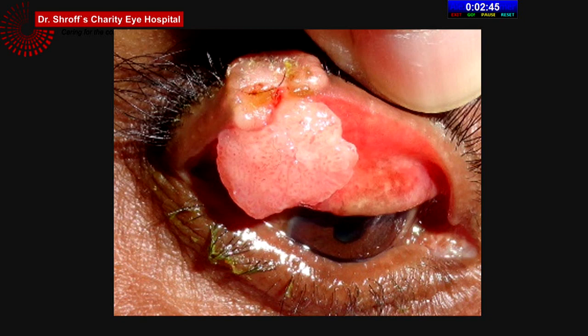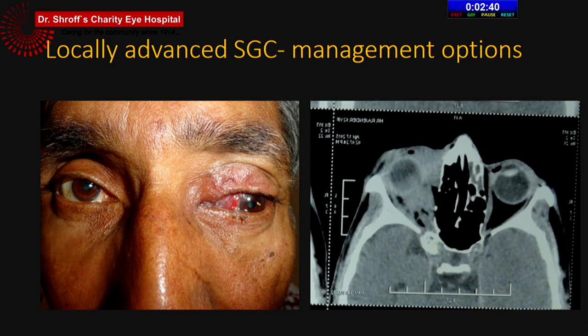This lesion probably needs a localized map biopsy of the area which is involved. Another area where there have been a lot of advances is the locally advanced sebaceous gland carcinoma. This patient has a tumor going right till the orbital apex. Even if you do an exenteration, probably there will still be some residual tumor.